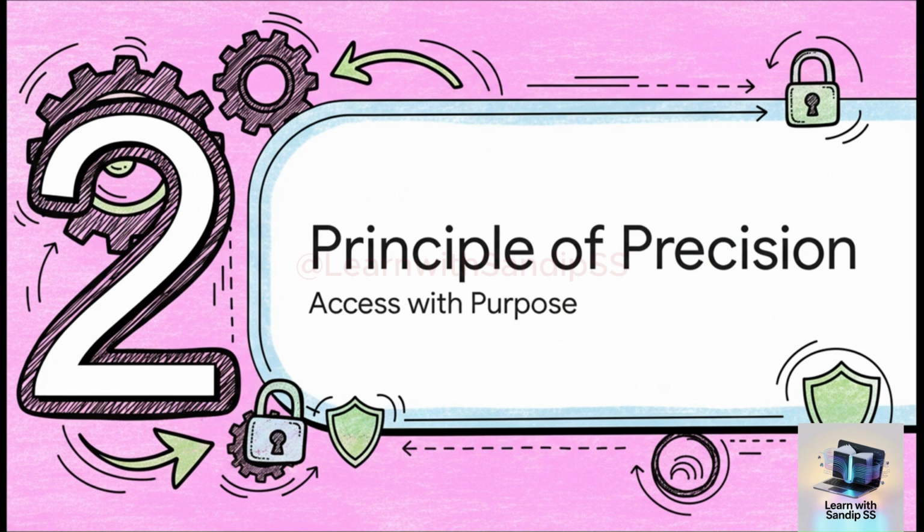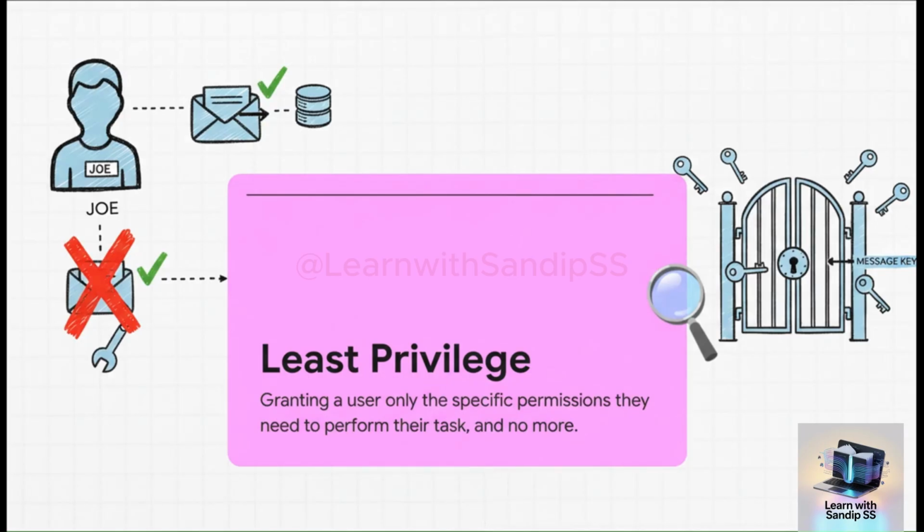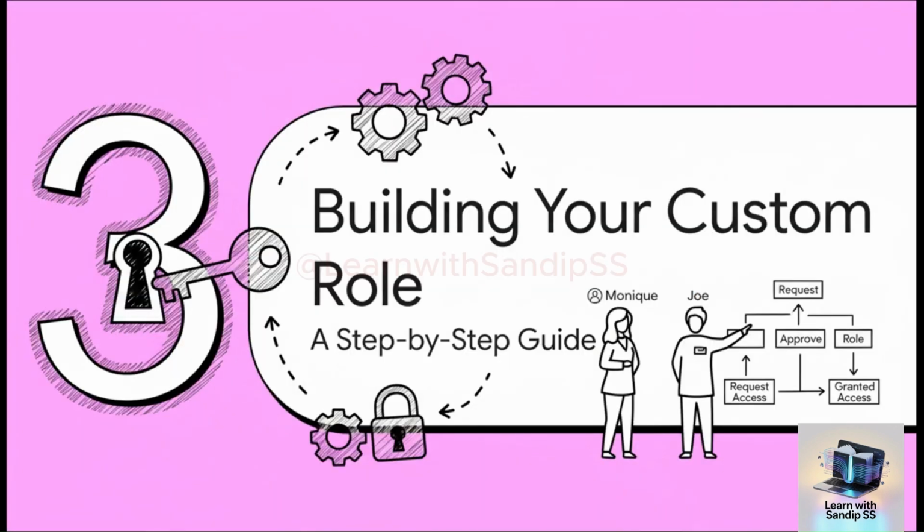Okay, so this leads us to a much smarter, more professional way of thinking about this. This isn't just some random tip. It's actually based on a core security concept that the pros use all the time. And here it is. It's called the principle of least privilege. Now that might sound a little technical, but the idea behind it is incredibly simple and honestly, really powerful. It just means don't give people access to things they don't absolutely need. If Joe's job is to handle messages, then message access is all he should get. That's it.